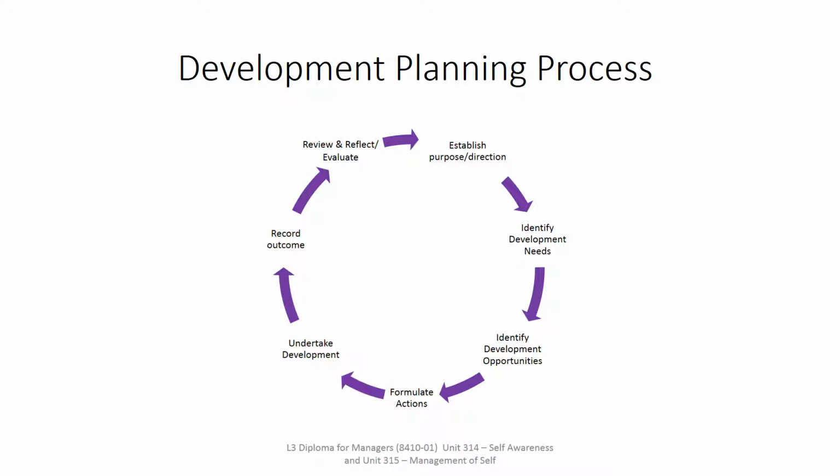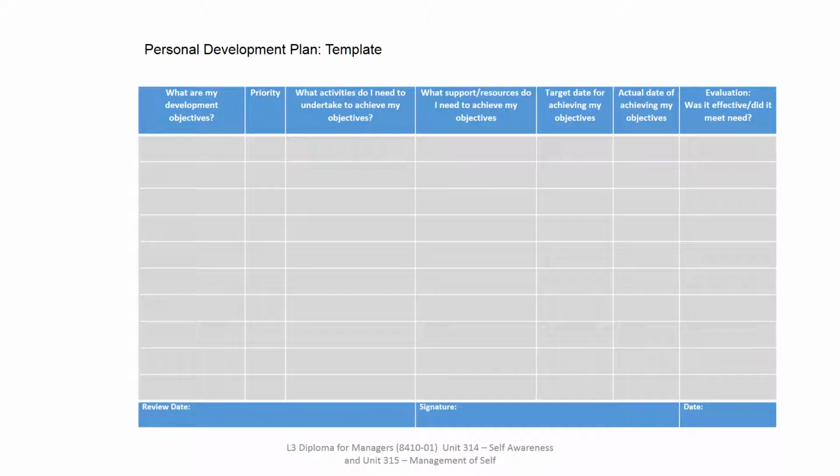So let's have a look at what our PDP will actually look like. This is just a template, as it explains in the guidance given. There's a template in the resource, there's a description of how to complete it, but also you may have one already, as long as it sort of meets these criteria. But as you can see here, we're identifying what the developmental objective is. We're talking about priority. Is it something that's important to your job role now? Is it something that's critical? Is it something that could be there for future development, or is it just a personal development thing?